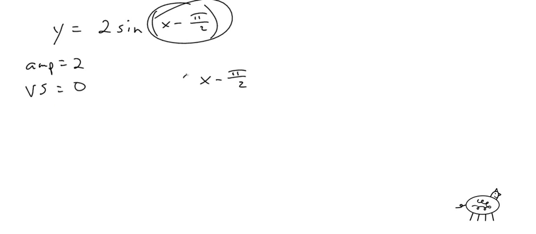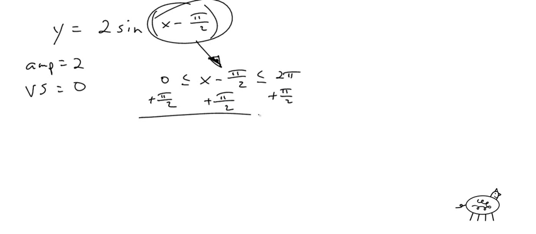And I'm going to take this, watch closely, x minus pi over 2, that little value after the sine there, is going to go between 0 and 2 pi. Okay, real easy. And we're going to add pi over 2 to all sides. So you get pi over 2 less than or equal to x less than or equal to, and just be careful when you add these. 2 pi is the same thing as 4 pi over 2, so it's 5 pi over 2.